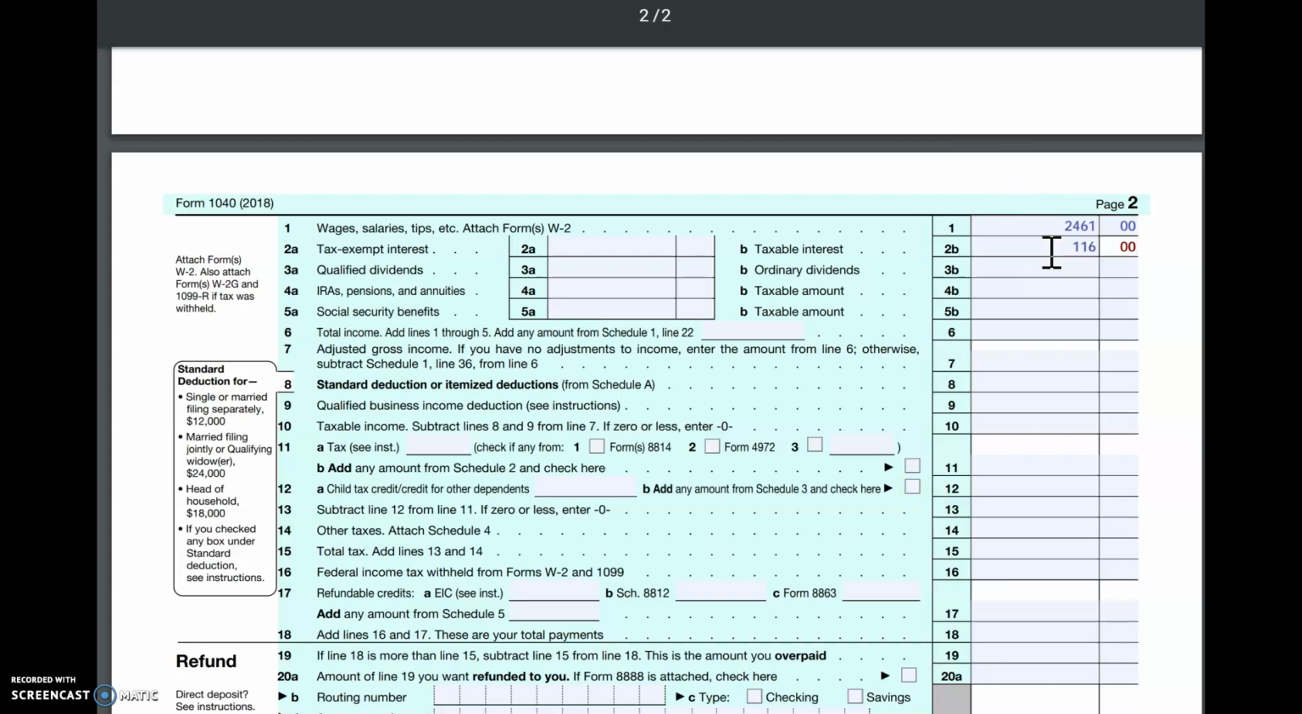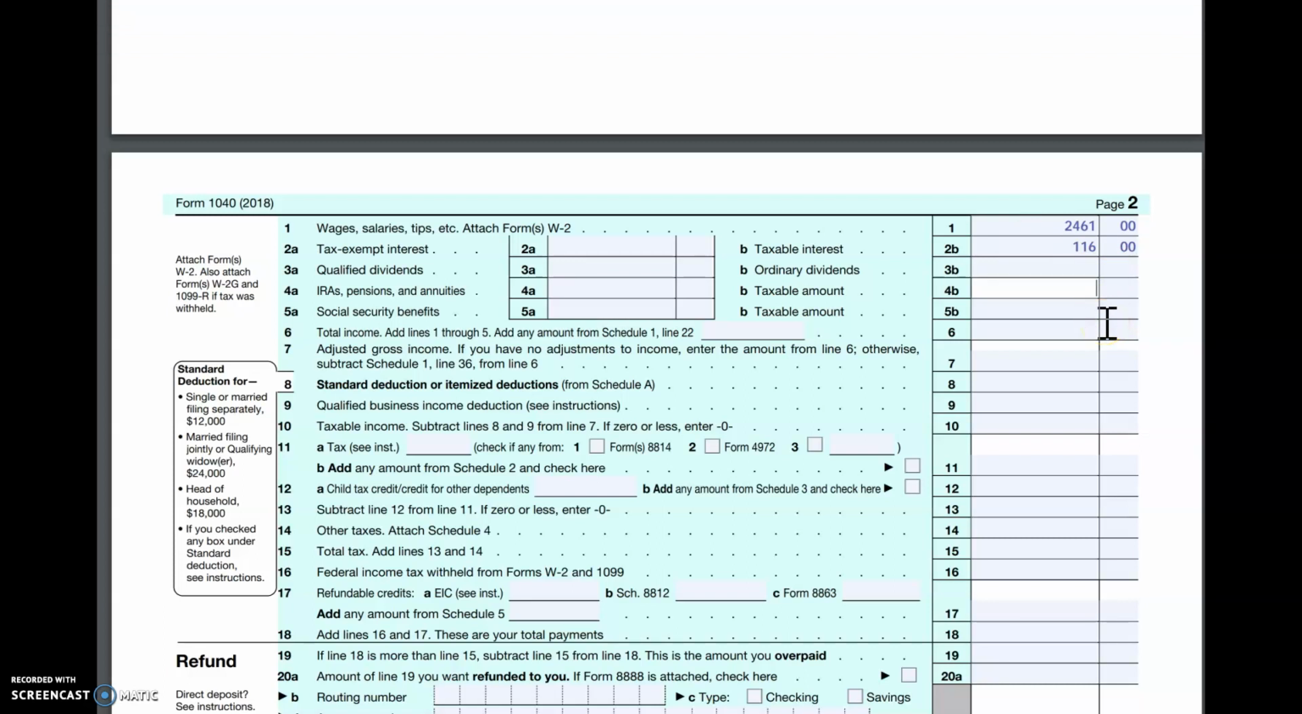Line 3 is qualified dividends. That would be if he had an account at like a credit union, but he doesn't have any qualified dividends, or if he had stock. He doesn't have any stock, so we'll leave that line blank. You don't fill them in with zeros, you just leave it blank. Line 4 is IRA, pensions and annuities. Josh didn't have any of those. Line 5 is Social Security benefits. He didn't have any of those.